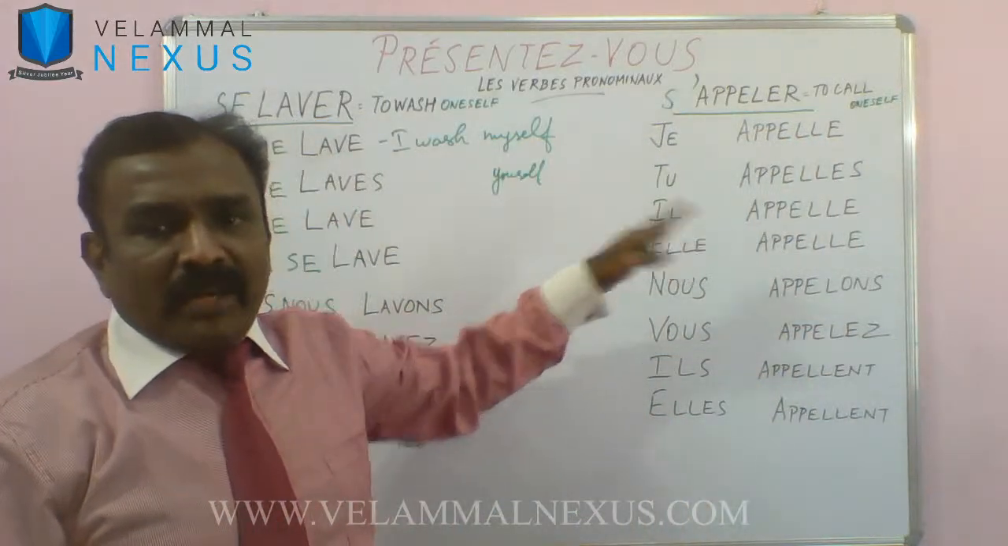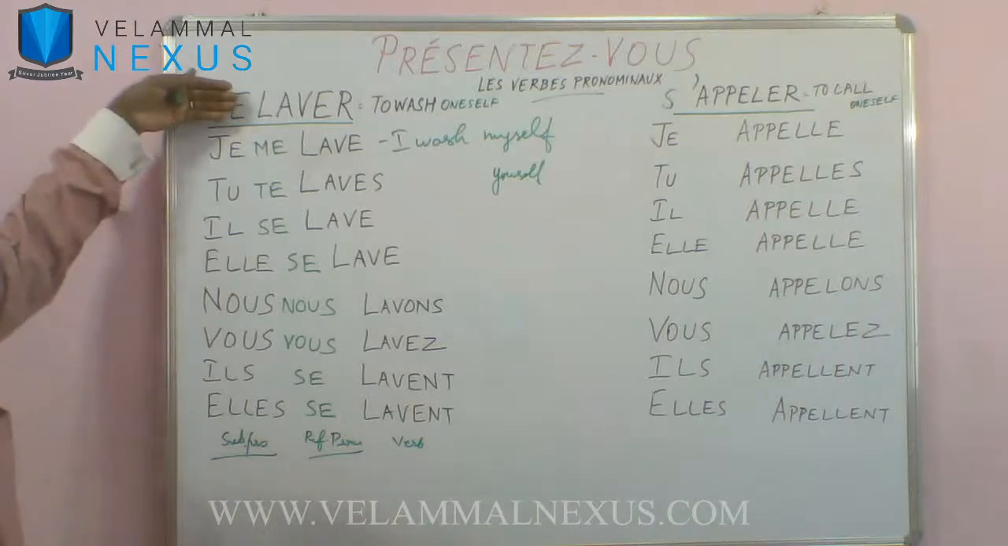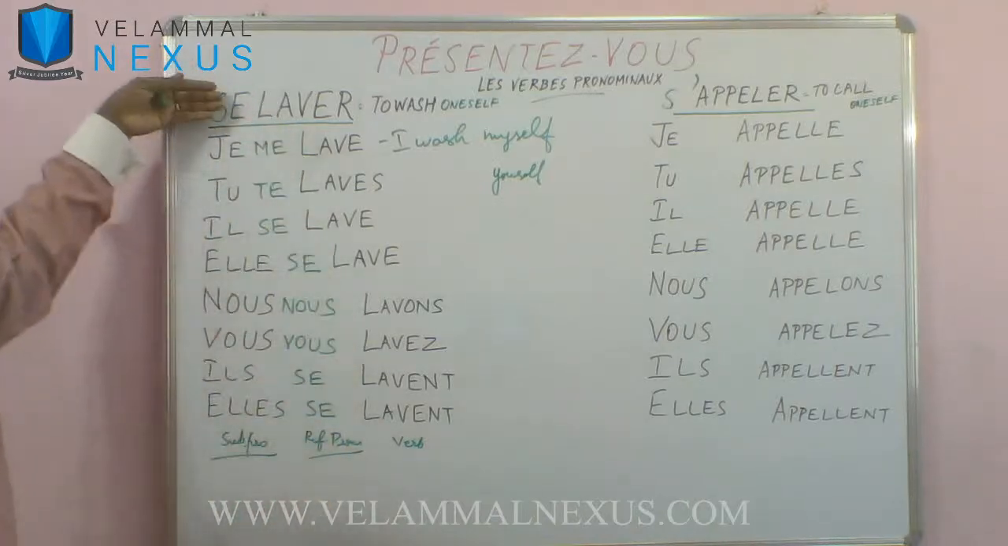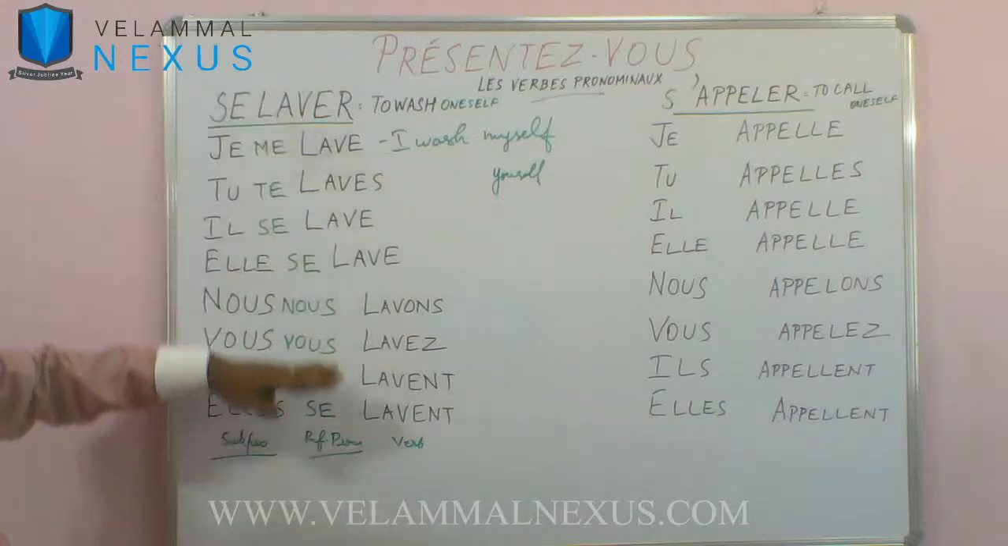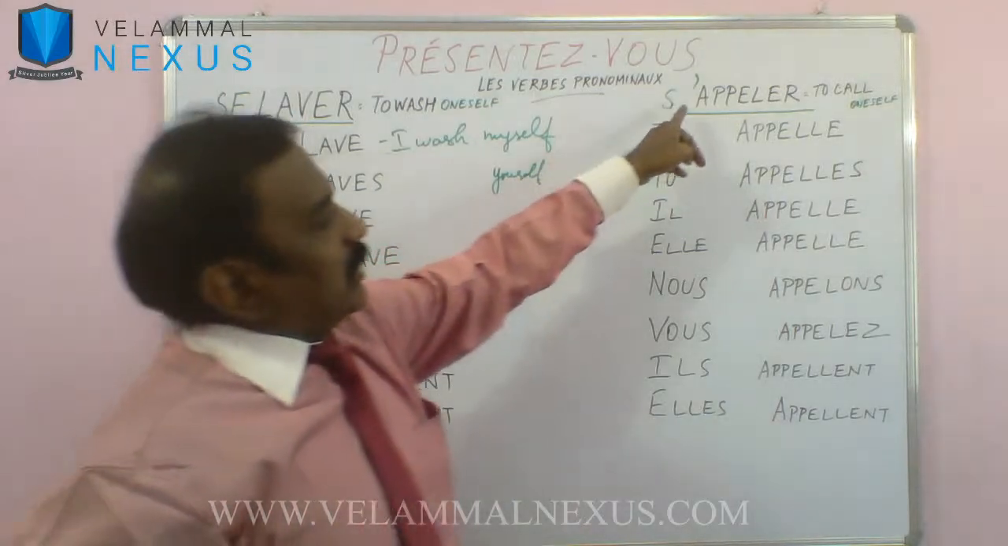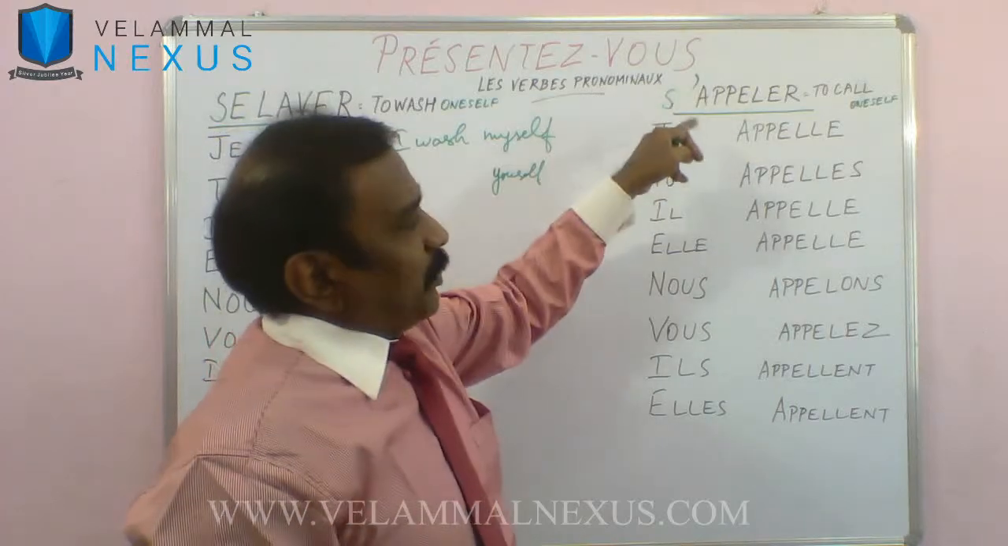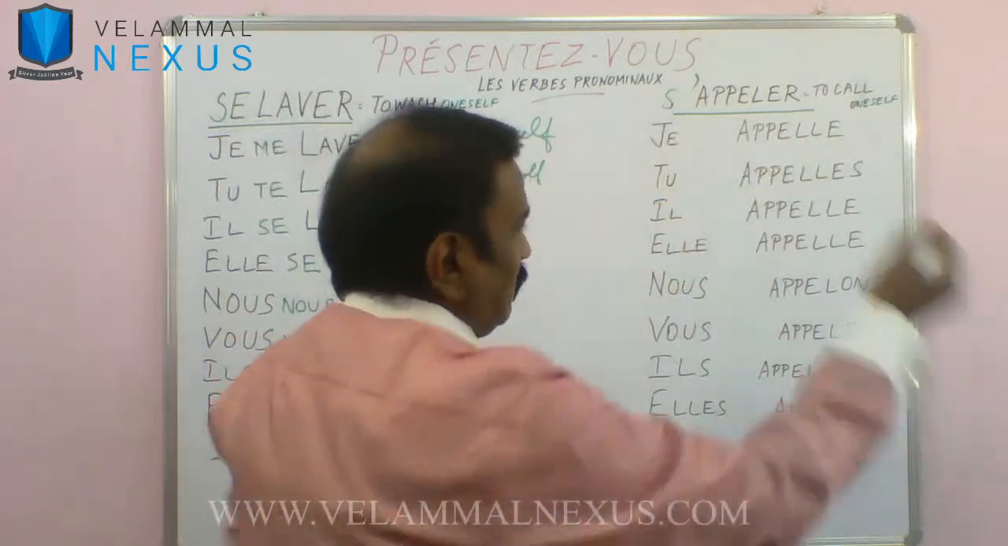So I change the ordinary verb into a reflexive verb by adding the one in green. Se laver means it becomes a reflexive verb, and when it's a reflexive verb, it has to be conjugated this way. Now here there are two vowels, so I deleted the e and put an apostrophe. S'appeler, to call oneself.